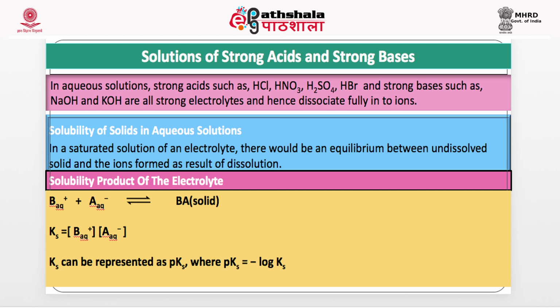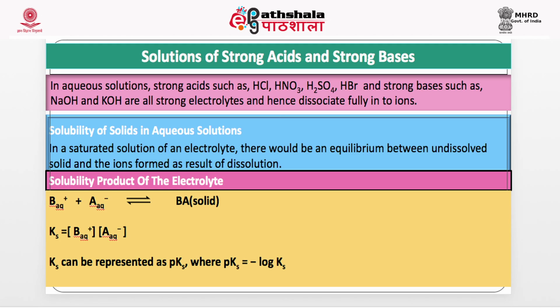Suppose we have a salt BA, it dissolves, and the salt is present as B plus and A negative. The solubility product is written like this. B aqueous, this is taken as constant, because this is a solid. Pure solid and pure liquid, their activity is taken as unity or constant. So, the solubility product is this.